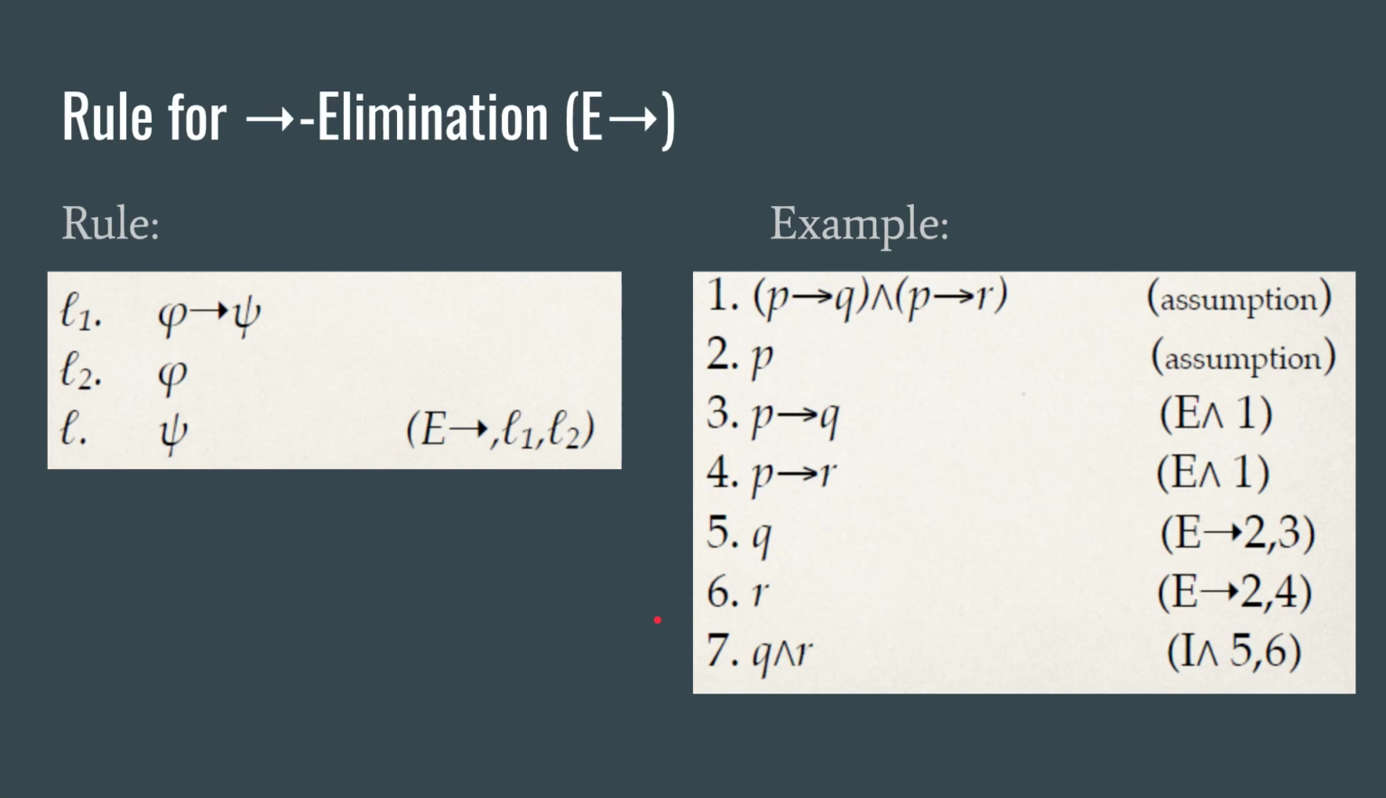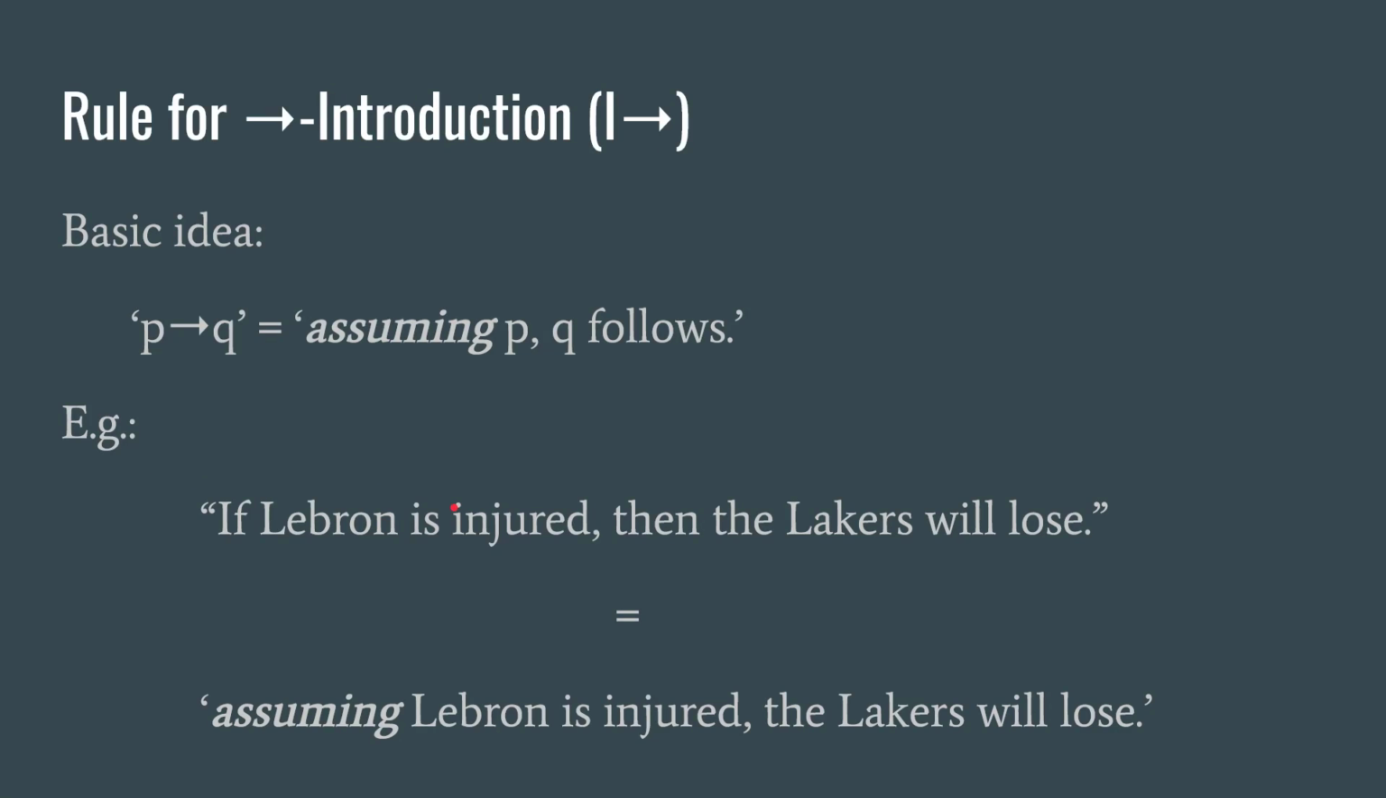So again, this is fairly intuitive. It's just sort of what the arrow means. Say we have a statement like, if LeBron is injured, then the Lakers will lose. Well, if it happens that LeBron gets injured, then you conclude that the Lakers will lose. The rule for arrow introduction is a bit more complicated, but again, it goes with the intuitive idea of what the arrow means.